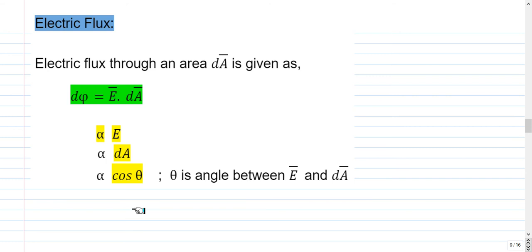So electric flux is a measure of the number of electric field lines passing through a surface. The number of lines can be more if the electric field intensity is more, because the density of lines is a measure of the electric field strength. So if the electric field is strong, then the density of lines will be more, and the number of lines passing through the area will be more. The number of lines will also be more if the area is bigger. So it's also proportional to the size of the area, and it also depends on the orientation. If the maximum area is facing the electric field, then maximum flux will pass through it.